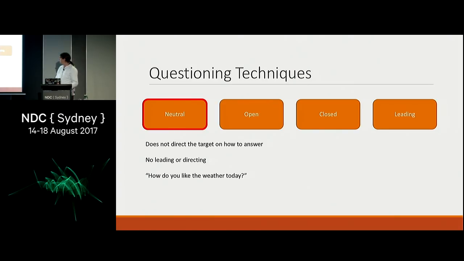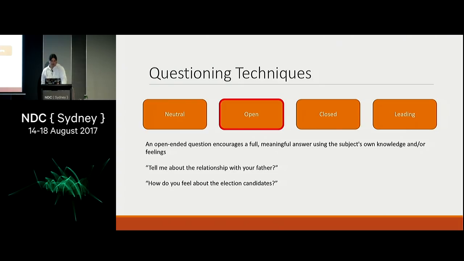So a neutral question doesn't directly target the person on how to answer the question. So you're not leading or directing in any way. So if you say, how do you like the weather today? That kind of invites you to say as much as you want. Then you've got open-ended questions, which encourage a full, meaningful answer using the subject's own knowledge. So, tell me about the relationship with your father. It's a very open question. You can go into as much detail as you want. Or, how do you feel about the election candidates? It gives you the opportunity to be a lot more open in how you answer the question.